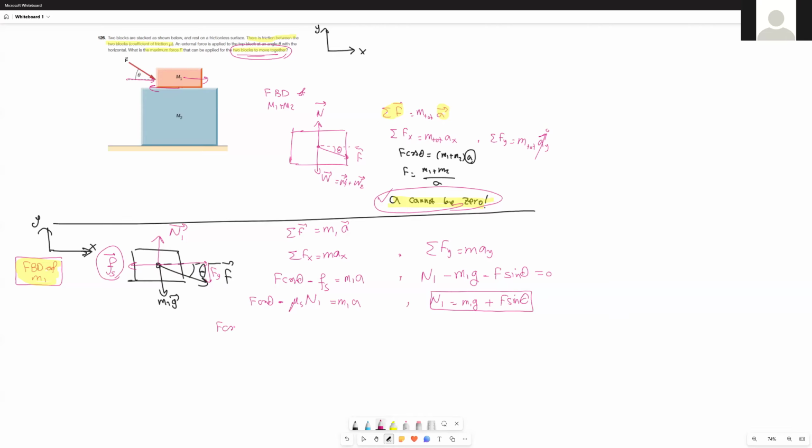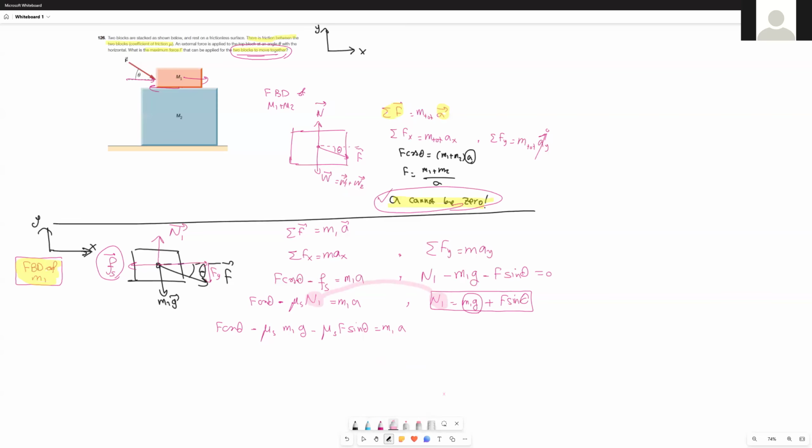Okay, that's going to give you F cos theta minus mu s. I'm going to plug in N1 here. The first term is going to be mu s times M1G. The second term is going to be, the minus is here, minus mu s times F sine theta equals M1A, right? So what I did, I plugged this N1 into here, term by term.